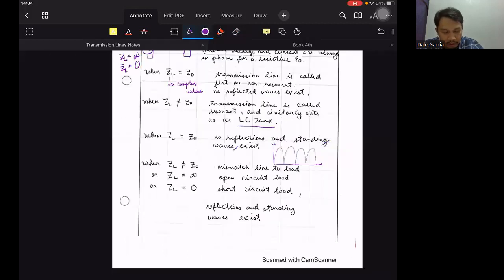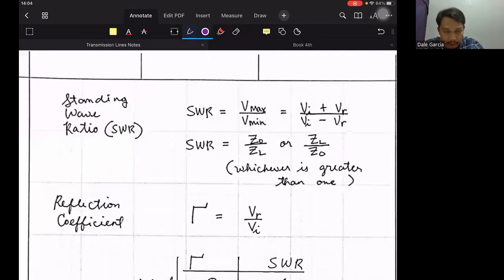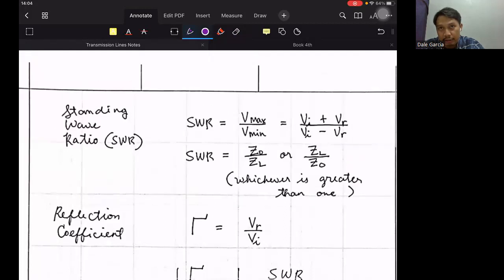Standing wave ratio, together with the reflection coefficient, are parameters that determine how good the line is. We do want to have no reflections and a minimal standing wave ratio. So how will we measure standing wave ratio? SWR is equal to Vmax over Vmin.